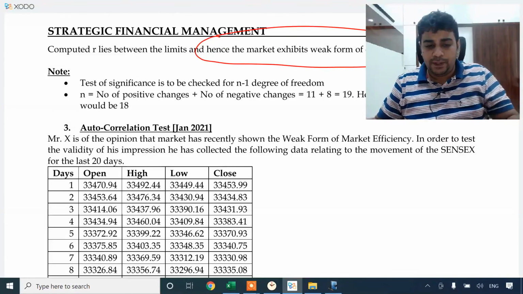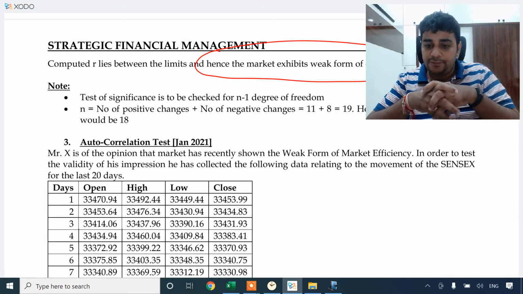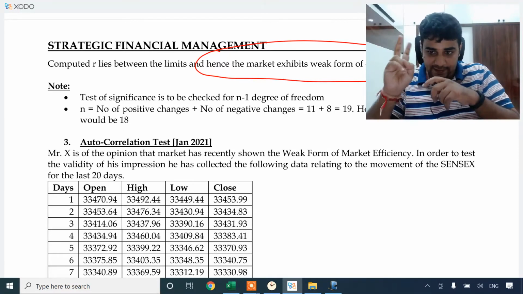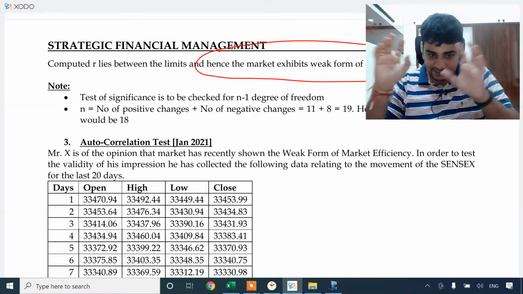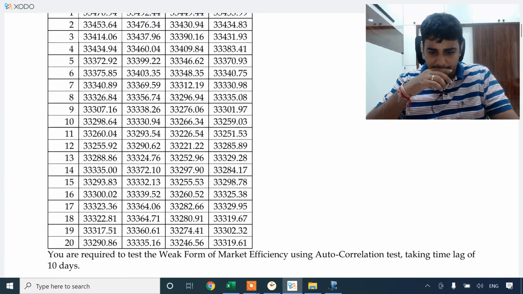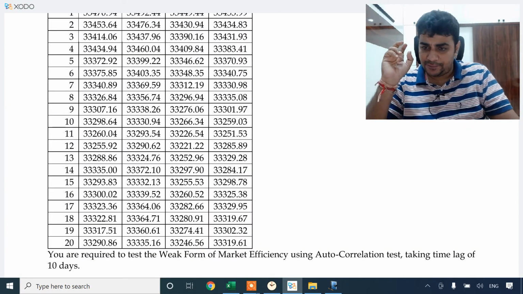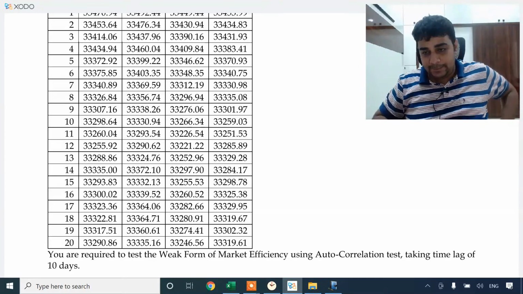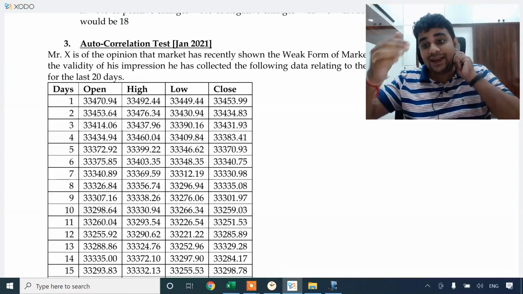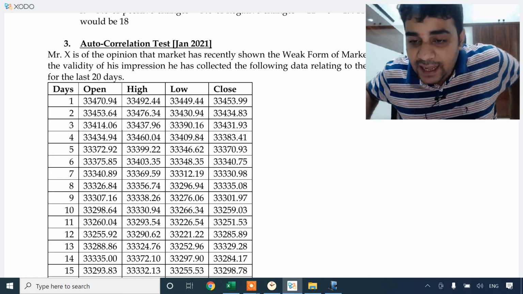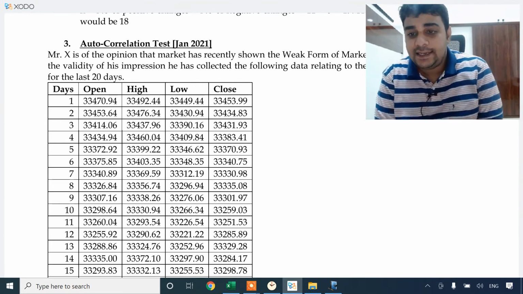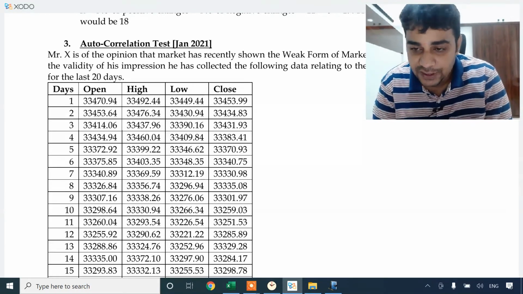Mr. X is of the opinion that the market has recently shown the weak form of market efficiency. In order to test validity, he has collected the following data relating to the movement of Sensex for the last 20 days. We'll split this 20-day data into 10 days and 10 days. You are required to test the weak form of market efficiency using the autocorrelation test, taking a time lag of 10 days. So the gap is 10 days: the first 10 days and 11 to 20. Is there any linkage? If there is a linkage, the market is inefficient.